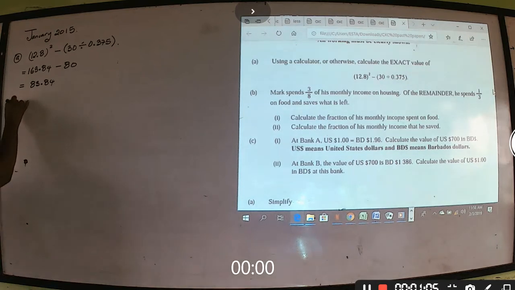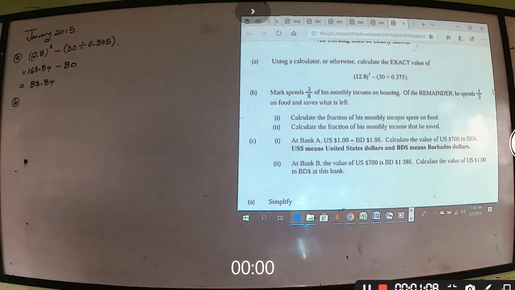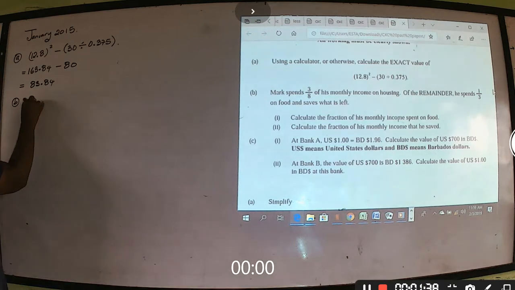Part B says, Mark spent 3/8 of his monthly income on housing. Of the remainder, he spent 1/3 on food and saved what is left. Calculate the fraction of his monthly income spent on food. First of all, he spent 3/8 on housing.